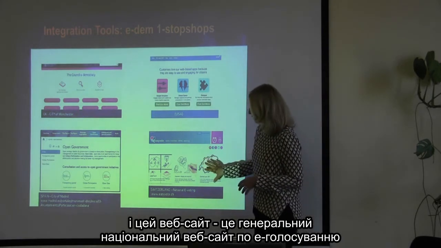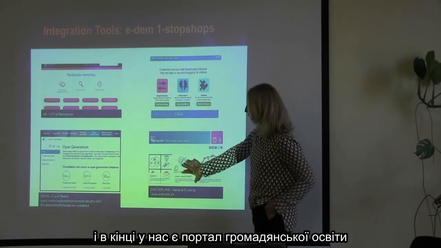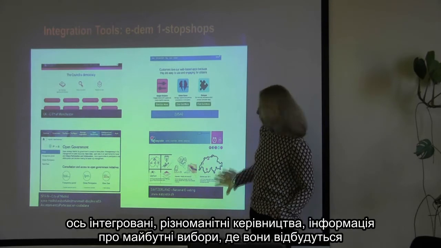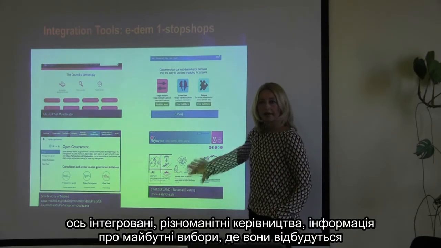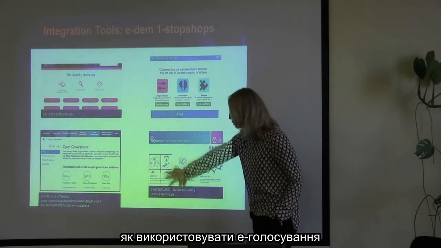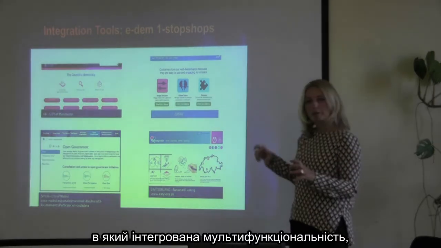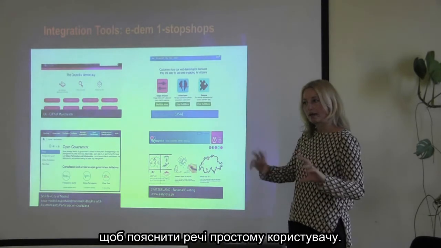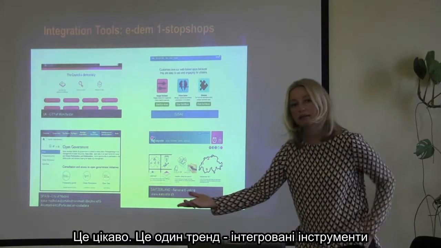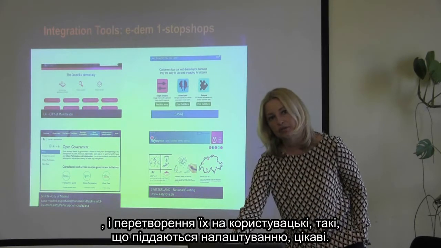And this website is, again, a general national website on e-voting, and within it you have a kind of civic education mini portal to introduce people to the concept of e-voting. Here they integrate various tutorials and information about upcoming elections, where they are held, and how you use e-vote. So very interesting. This is again a very specific tool, but within it you have multiple functionalities integrated to make things more user-friendly. So that's interesting. This is one trend: integrating tools and making them more user-specific, customized, and interesting.